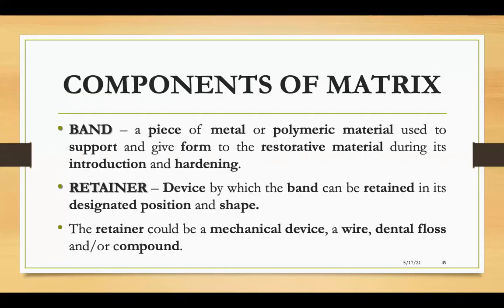It's easy and clear. Hope you're writing it down. What are the components of the matrix? The first one is a band, the second is a retainer.